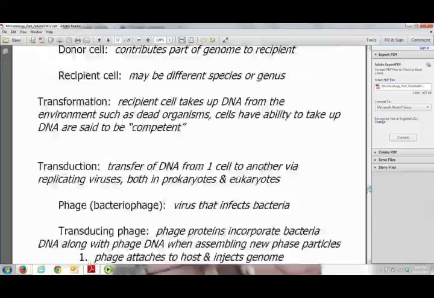So when we look at bacterial transformation, with transformation, the recipient cell takes up DNA from the environment, such as dead organisms. Cells that have the ability to take up this DNA are said to be competent. Transduction is the transfer of DNA from one cell to another via replicating viruses. Transduction can occur in both prokaryotes and eukaryotes.